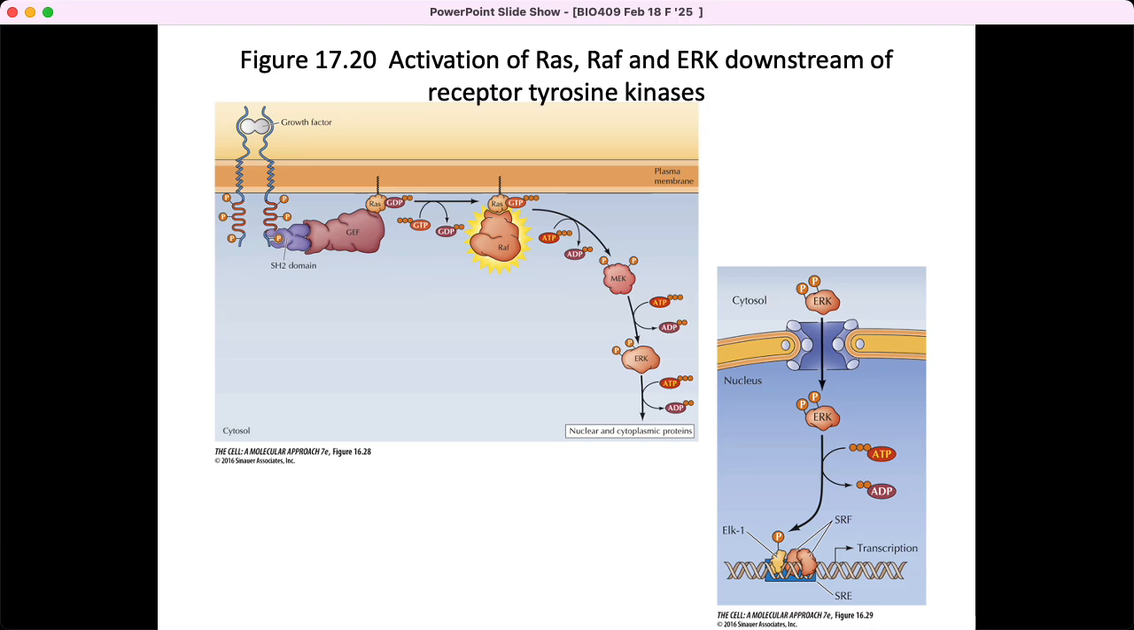MYC can just directly stimulate the cell to go through the cell cycle. MYC is itself a transcription factor, so we'll get to it. It's got target genes that scientists have identified using ChIP, and it activates cell cycle factors. So along that pathway, we have proteins we're interested in.